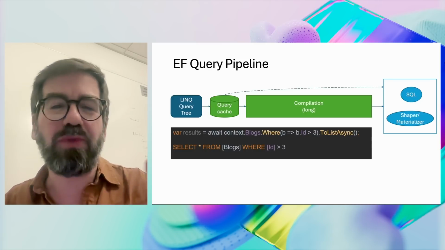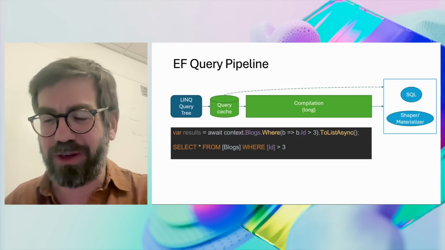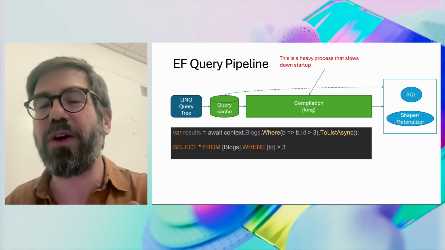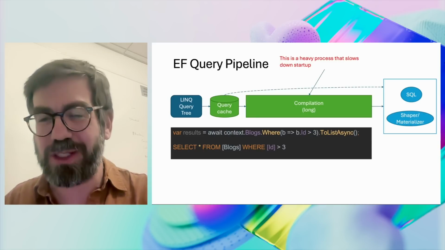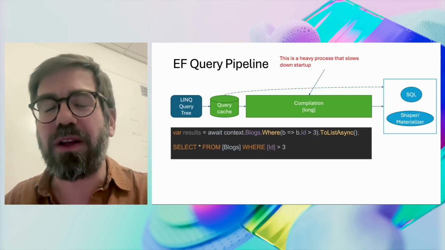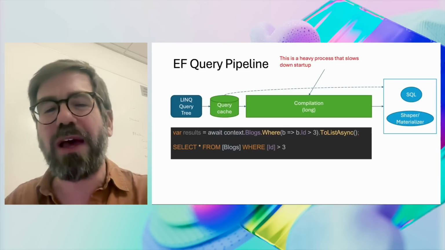Right. So now, what are the problems with this scheme when we want to talk about native AOT? So the first problem is that this compilation thing, as I just said, is a very heavy process. So as we start up, this compilation will slow us down, right? Every time we run the application. It's long enough, it's heavy enough that even if you forget native AOT, in normal EF Core mode, we have a cache in front of it.